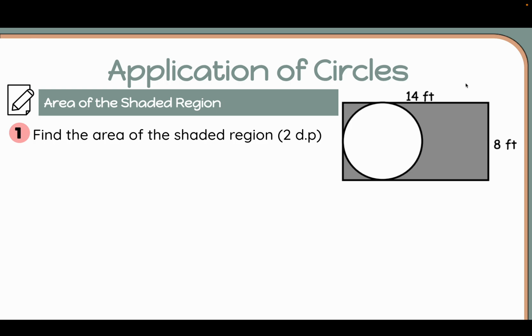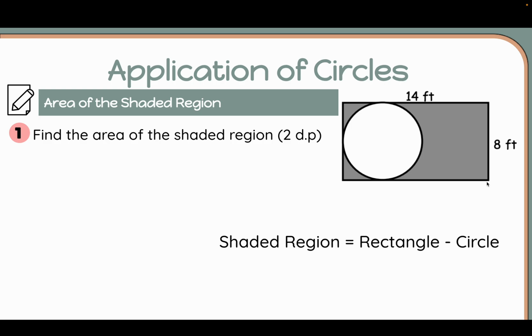So we're going to take a look at this first example. It's the area of the shaded region. Shaded just means the gray part because we can see that this is shaded in. So we can see that this whole thing is a rectangle and we want just the gray part. So we have to get rid of this circle, which means that the area of the shaded section is going to be the rectangle, take away the circle.